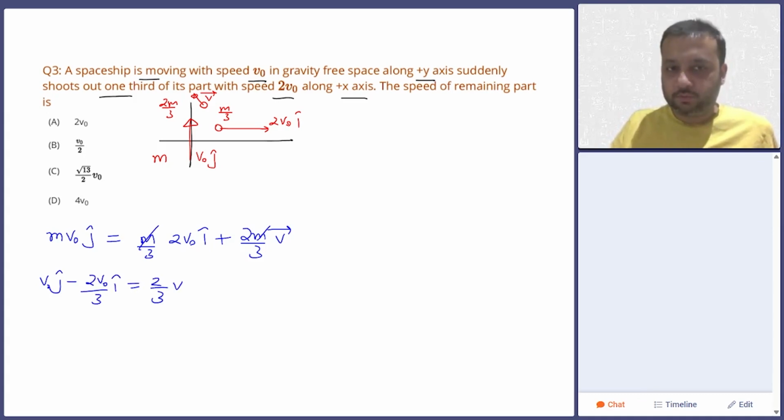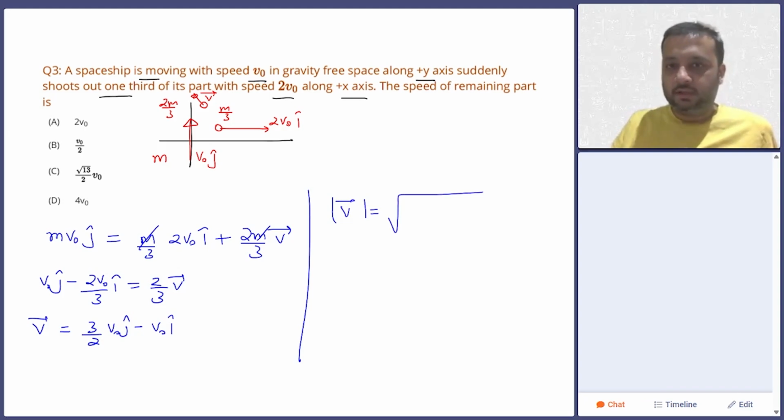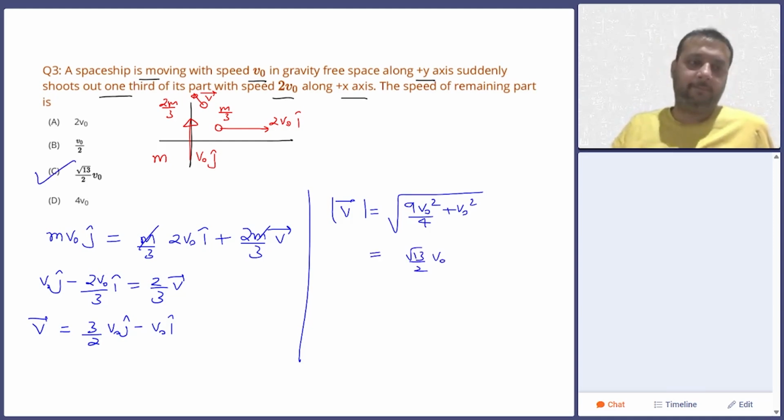This is equal to 2 by 3 vector v. So v will be 3 by 2, you can take on this side. So this will become 3 by 2 v0 j cap minus v0 i cap. This is the velocity vector. And if we want to find the magnitude of velocity v, that will be under root of 3 square, that means 9 v0 square by 4 plus v0 square. Hence this will become root of 13 by 2 v0, which is option C.